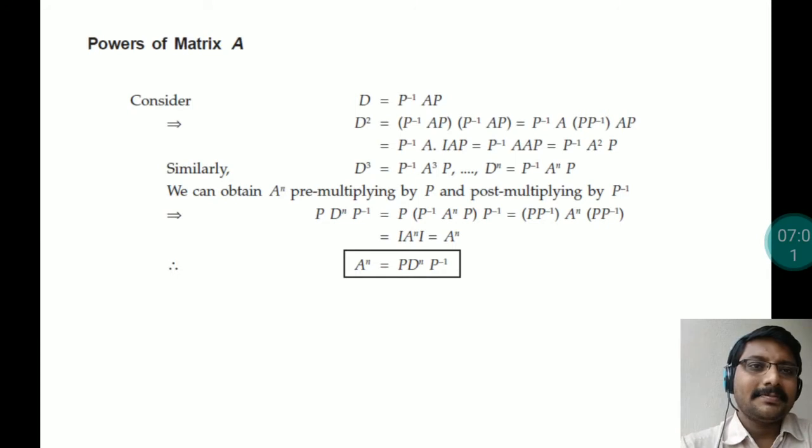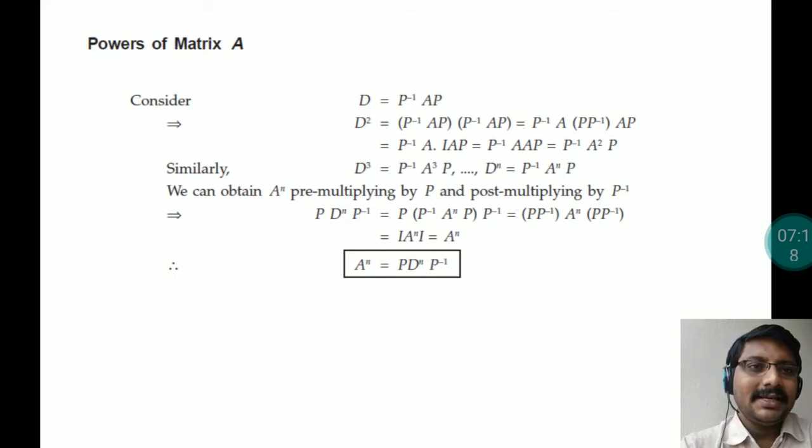Powers of a matrix. Using the diagonalization matrix equation, we can get the powers of the matrix A. What is meant by powers of the matrix A? A square, A cube, A power 4 and so on. These are said to be the powers of the matrix A.